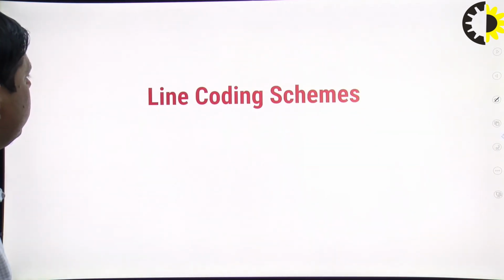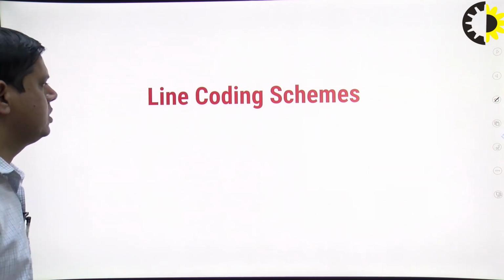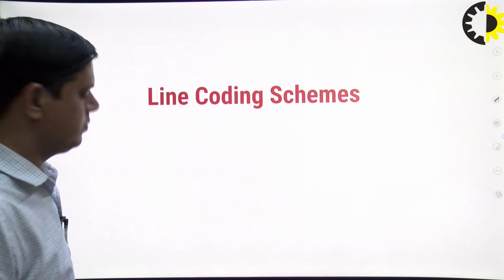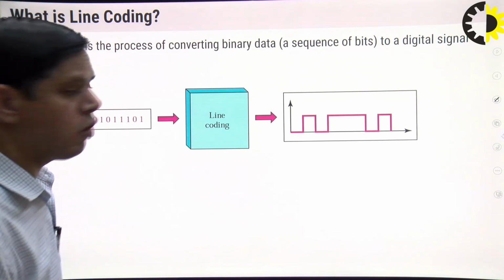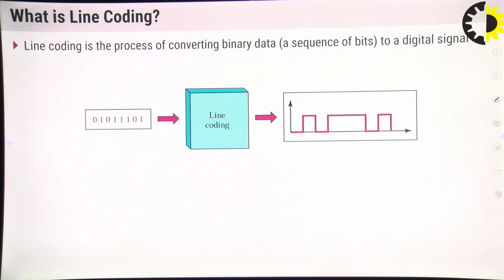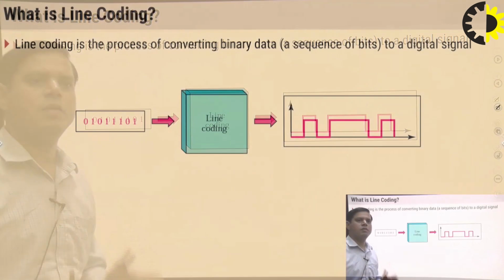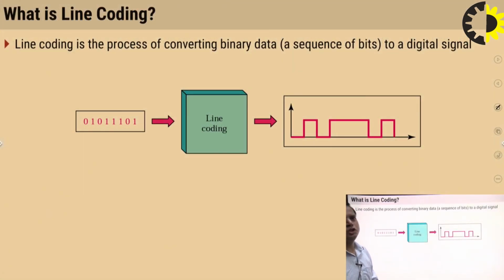So today, we are going to discuss different line coding schemes. Now, first of all, what is line coding? Basically, line coding is the process of converting the binary data, binary data means 0 and 1, into the digital signal.